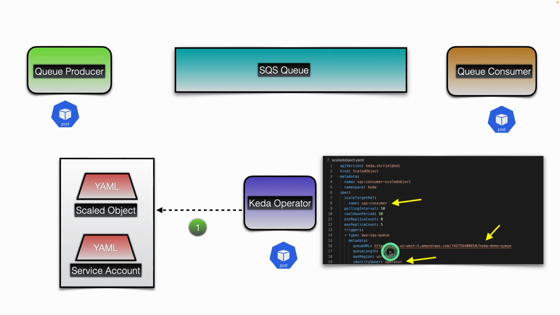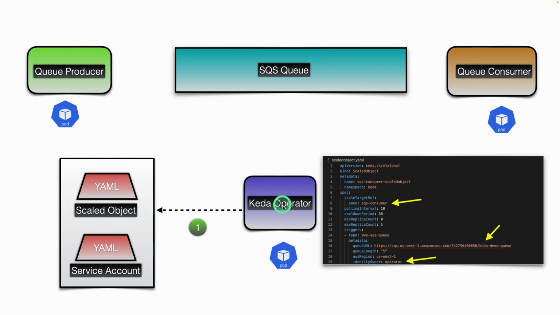The queue length threshold here is 5, right? So whenever the queue has more than 5 messages, KEDA is going to scale the queue consumer to consume messages from the queue, or rather drain the queue. And what is the identity owner? The identity owner is operator. Operator in the sense that KEDA has the privilege to be able to read and so on. So the identity owner is the KEDA operator.